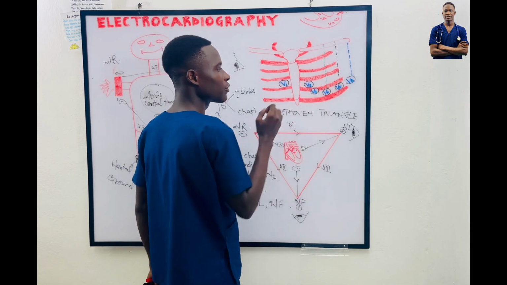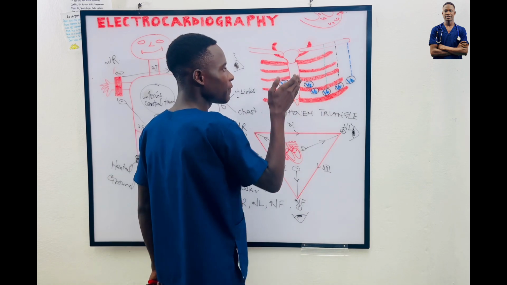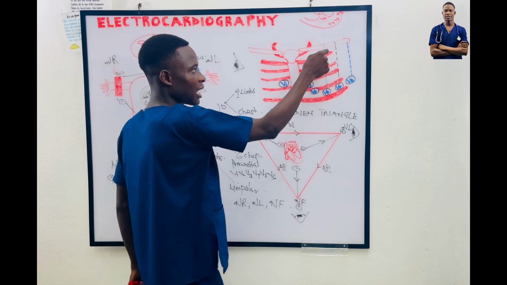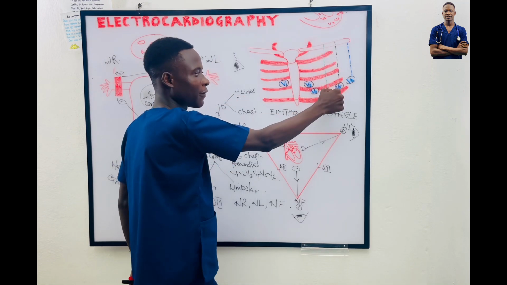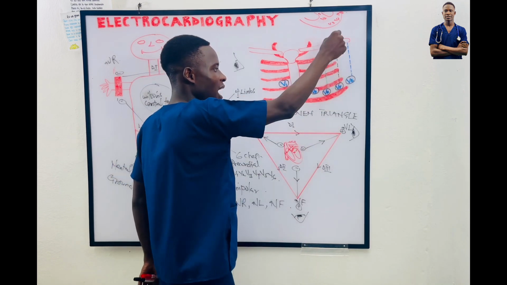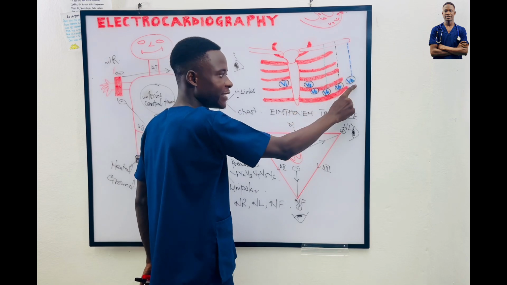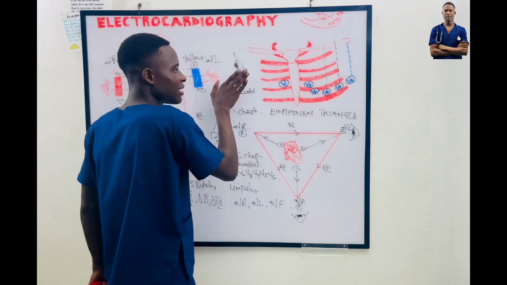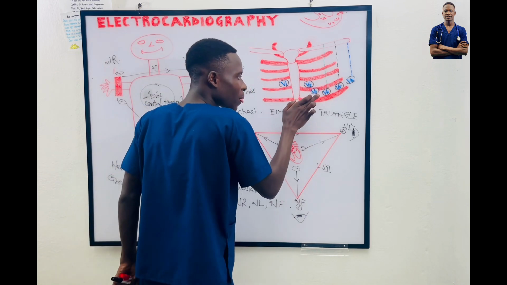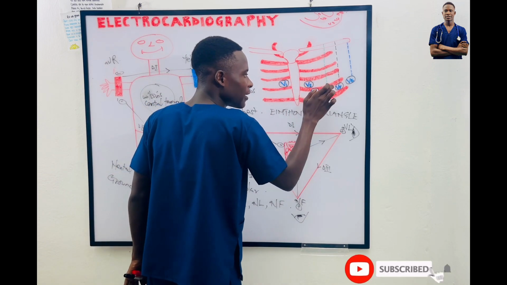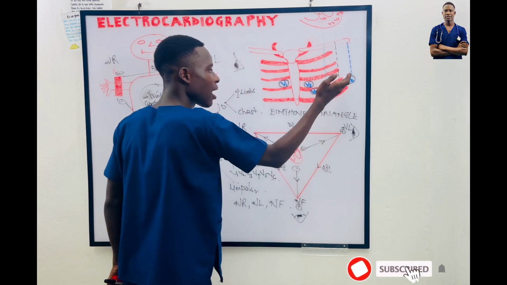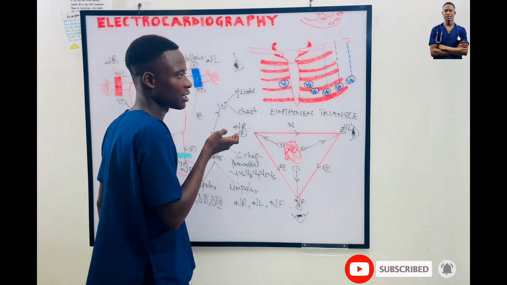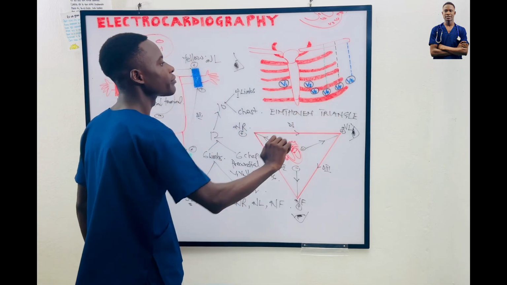Now, let's come to the V5. We place the V5 at the anterior axillary line. At the middle axillary line, we place the V6. Do you understand? Okay. So this is the placement. The V4, the V5, and then the V6, they are all in the fifth intercostal space. Do you understand? Fifth intercostal space.